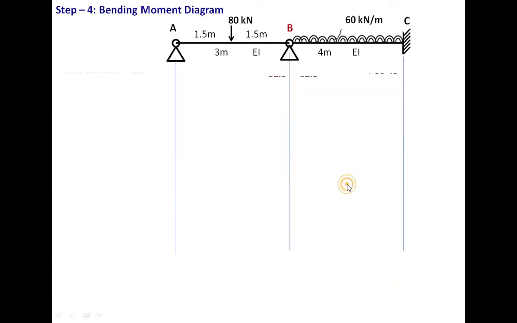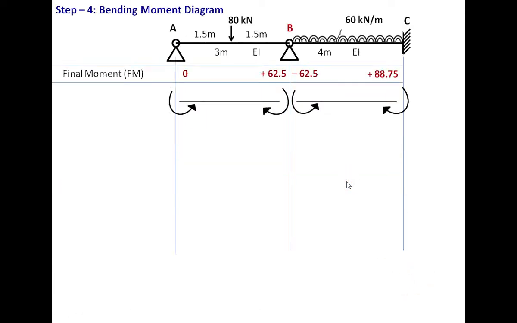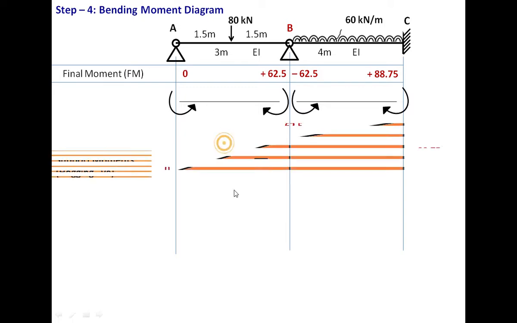So for these final moments, we have to understand what directions they are acting. This is 0, this is clockwise, here anti-clockwise and clockwise. This shows that there is a hogging moment here in this region BC, and here also in region AB there is a hogging moment. Now comes the very important step of drawing the bending moment diagram.